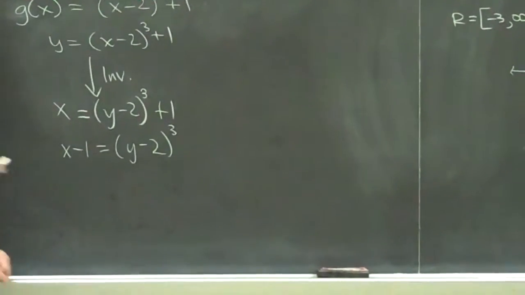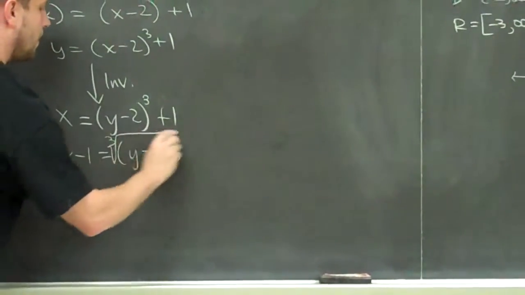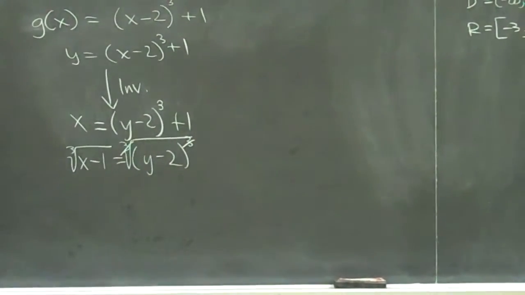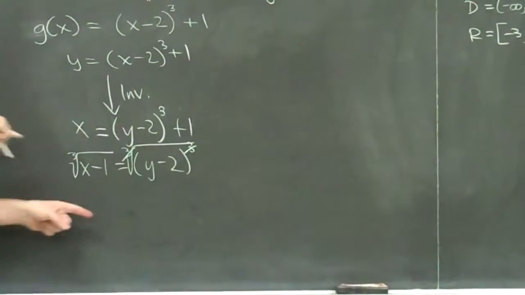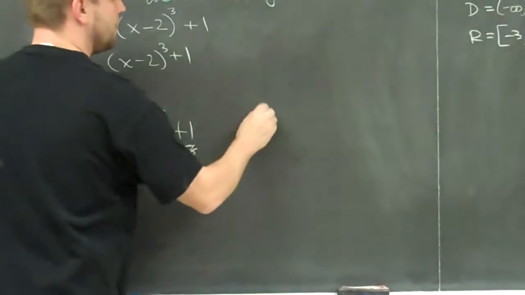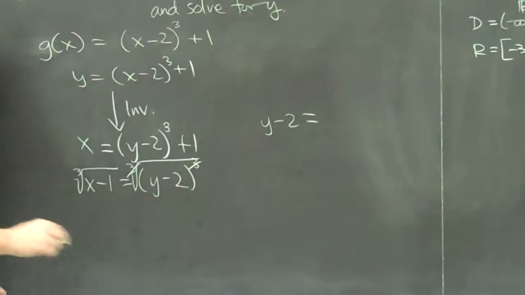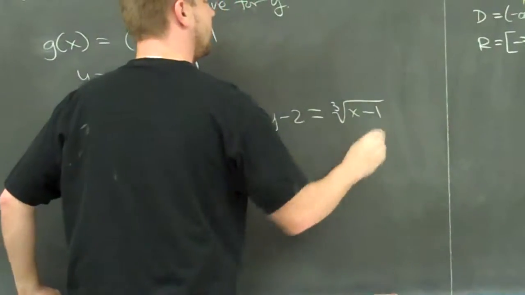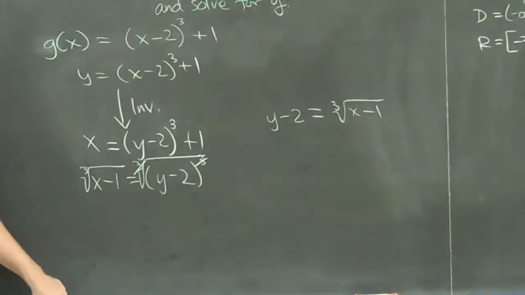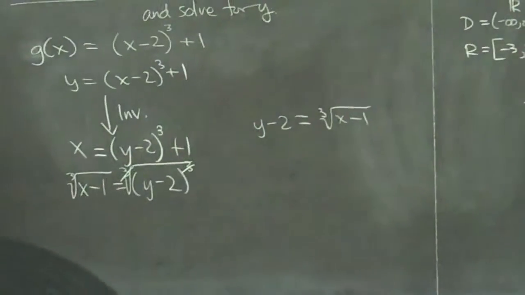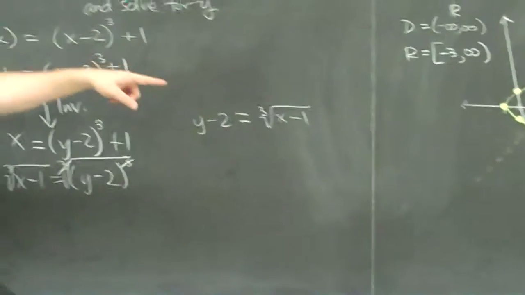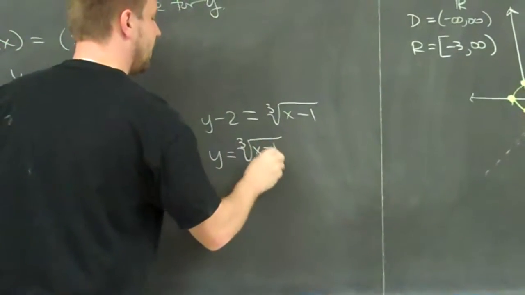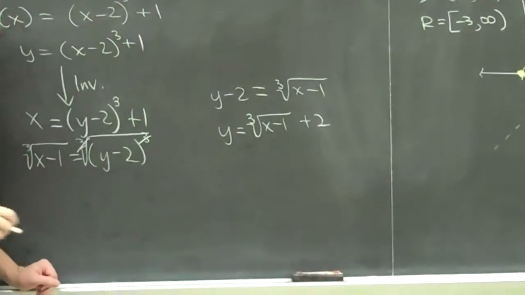Same thing, right? So if I take the cube root of both sides, the cubing and the cube rooting are going to cancel. And I'm going to go ahead and switch those two real fast. I'm going to put y minus 2 on the left, equals the cube root of x minus 1. And then last step to get y by itself, add the 2 over. So y is going to equal the cube root of x minus 1, plus 2 outside.